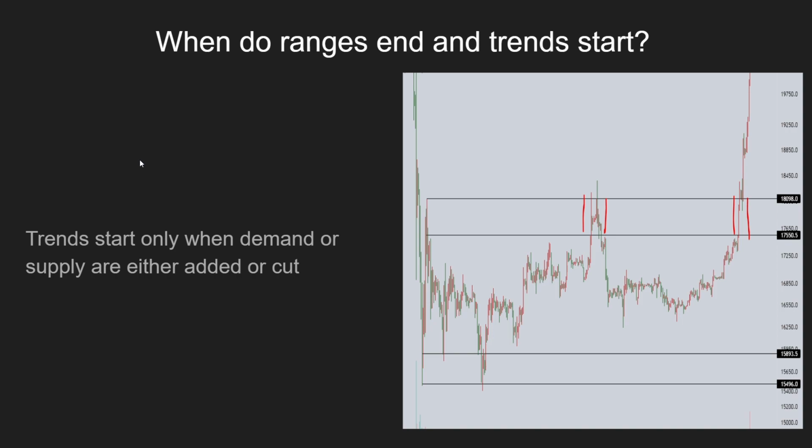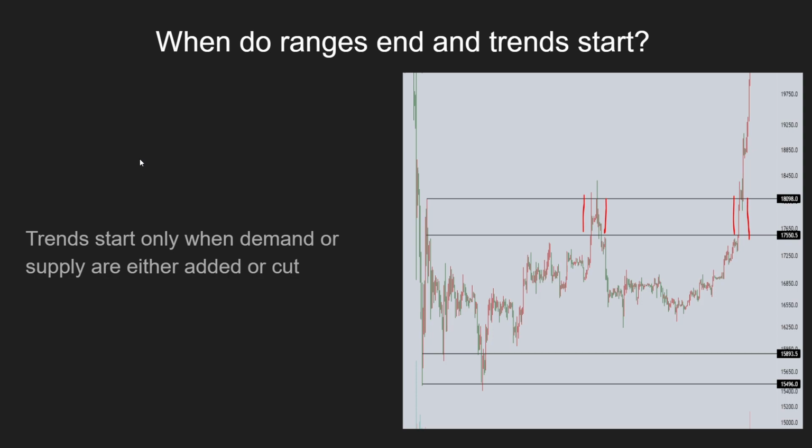When do ranges end and trends start? Trends start only when demand or supply are either added or cut. Ranges end when either market orders have enough power to push through the resting orders, or the resting orders are light or removed after being done giving liquidity. This is when trends start.